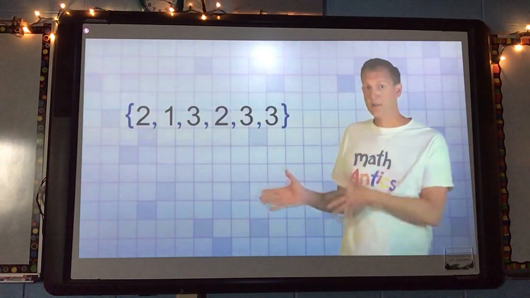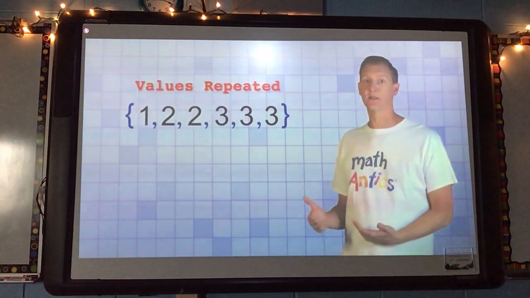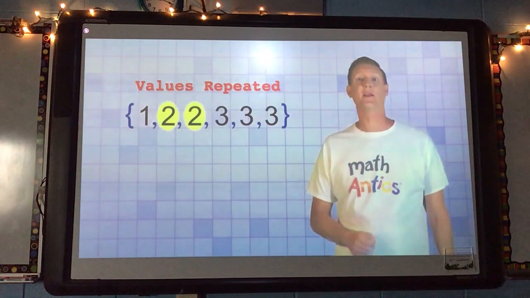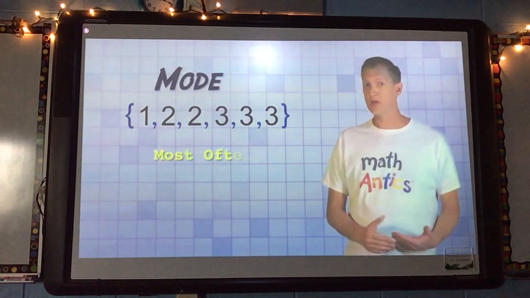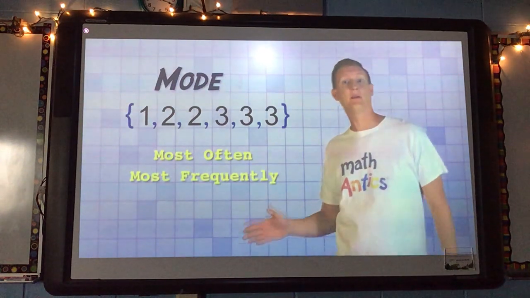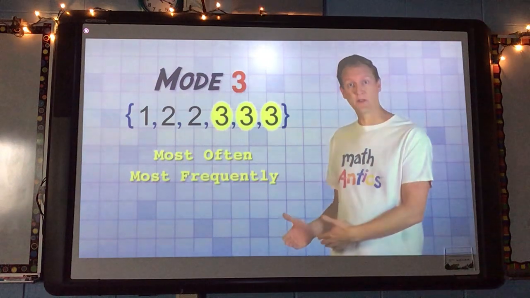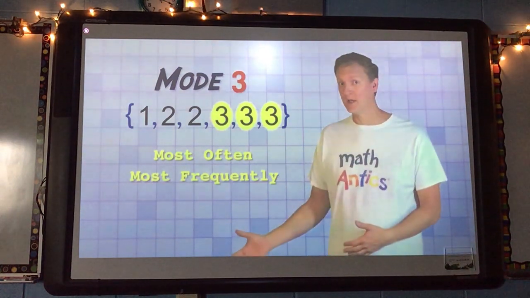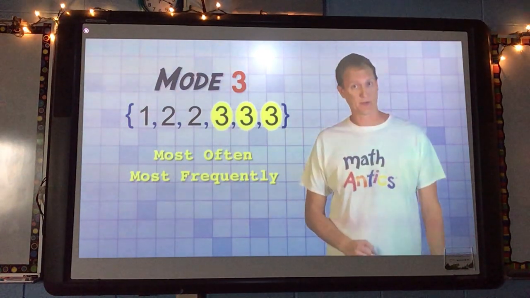This set has 6 members, but some of the values are repeated. If we rearrange them, you can see that there's 1 one, 2 twos, and 3 threes. The mode of this data set is the value that occurs most often or most frequently, so that would be 3 since there's 3 threes. Now don't get confused just because the number 3 was repeated 3 times. The mode is the number that's repeated most often, not how many times it was repeated.